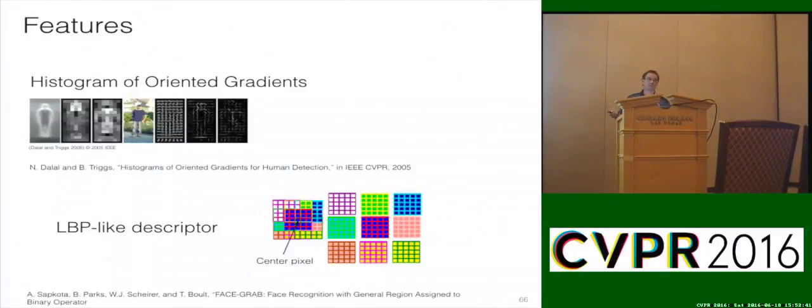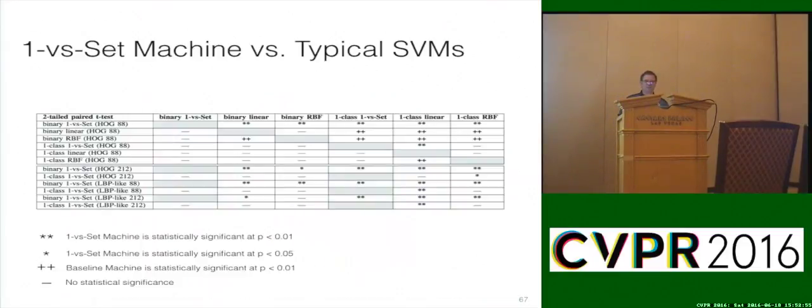This is pre-DeepNet days, right? So we didn't have deep features yet. We used HOG features and LBP-like features, a multi-scale version of it. We used those two features, put them together, and then used a couple of different machines. The first version was the linear version, a 1-vs-set machine, versus some typical SVMs.